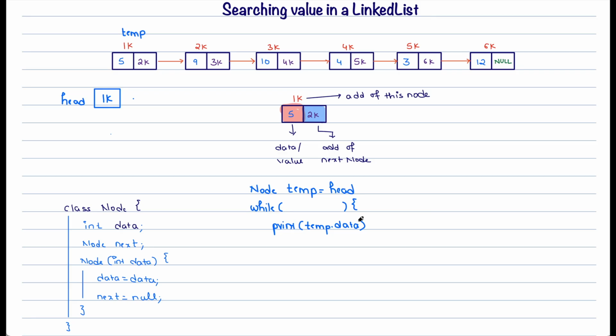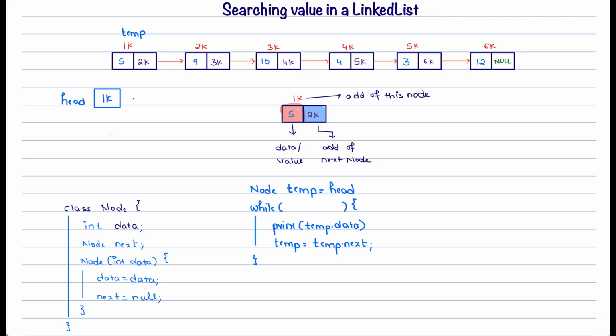Okay, now after printing 5, I need to jump forward. That means I need to come over here. Now where is the address of the next node present? It is present in 1k's next. The 1k value is present in the temporary variable, so temp dot next. Now this value has to be updated in the temporary variable only, and that's it. We are done with the traversing.